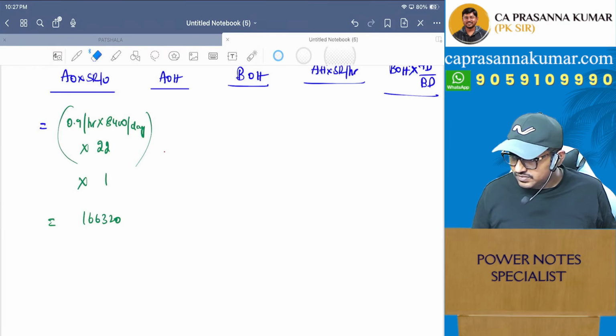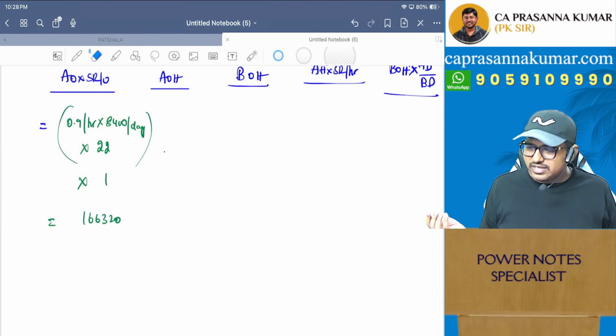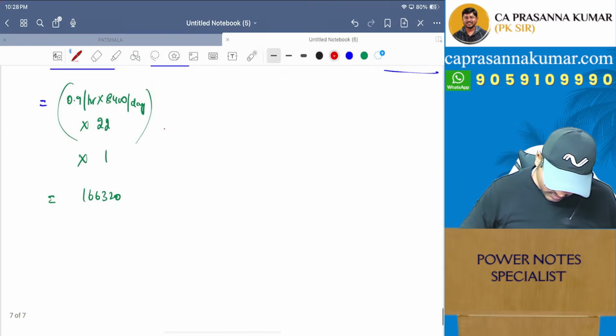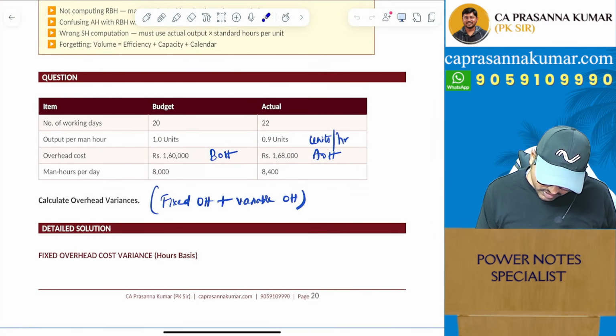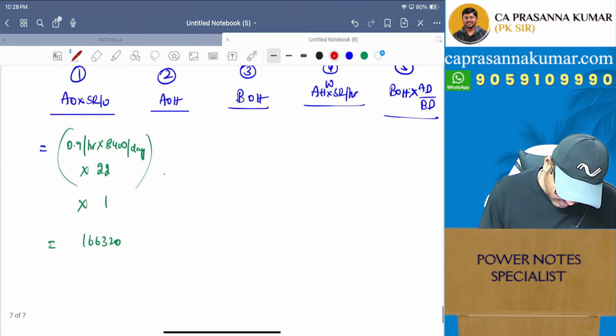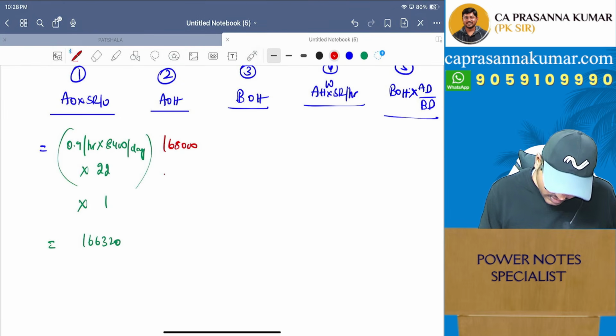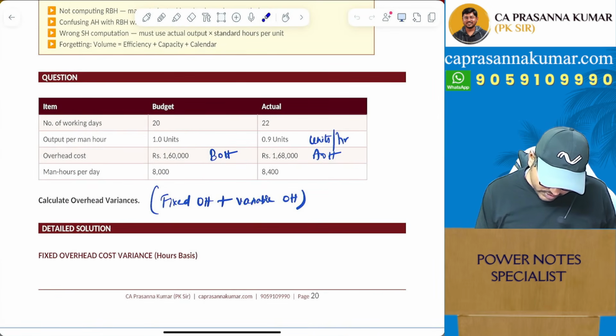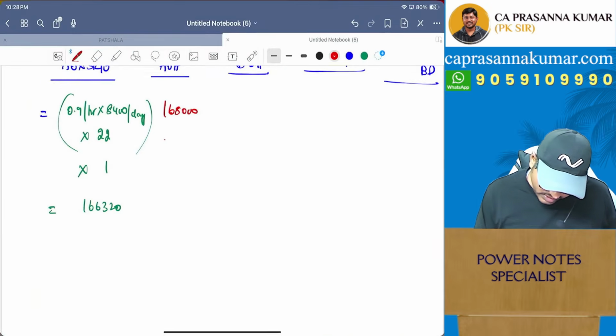Next. Now, if you look at the actual rates, it's very easy and directly given in the question. That's the reason I told you I put the formula that way. This is your actual rates, 1,68,000. Budgeted overheads is also directly given in the question, 1,60,000. Put that.